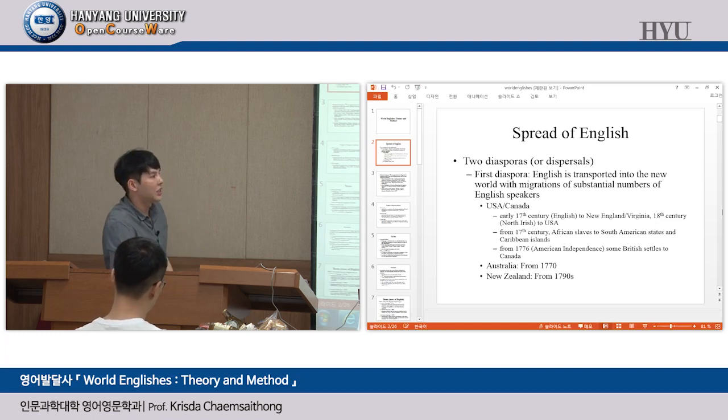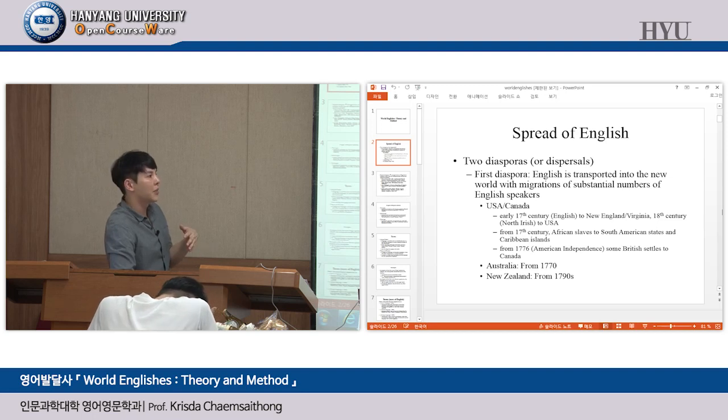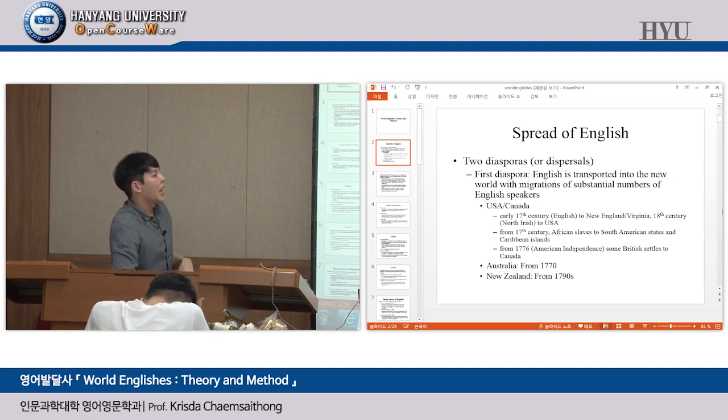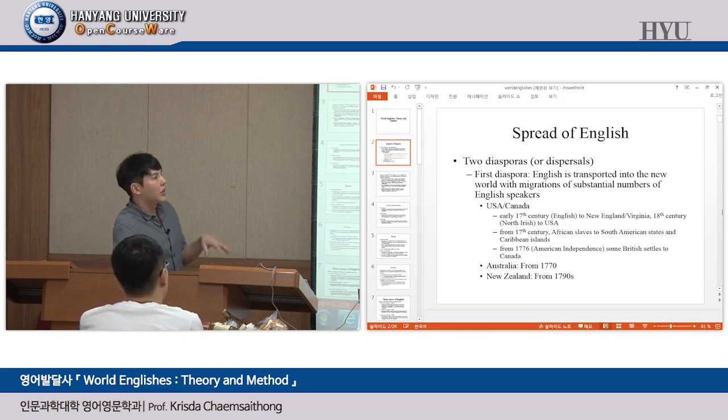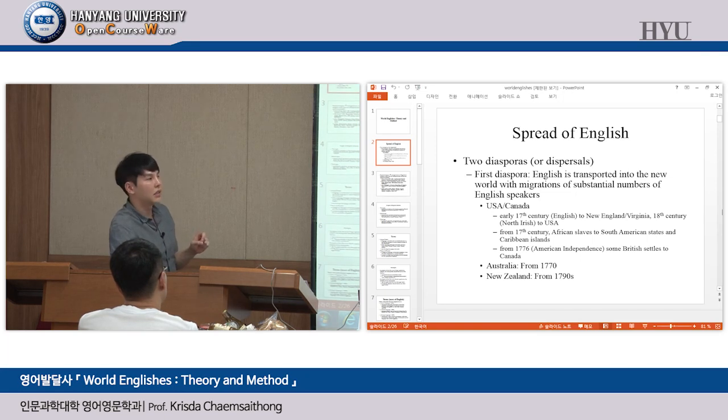US and Canada, right? So this is the history, US and Canada, early 17th century to New England, Virginia. We talked about that, right? To Ireland and so on, to the US from different parts of England. From the 17th century, we have African slaves to South American states, right? We talked about that, and Caribbean islands, right? And then later on, we have some British settlers to Canada, right? So US and Canada are included in this first period of spread. And Australia from 1770, New Zealand from 1790s, and so on.